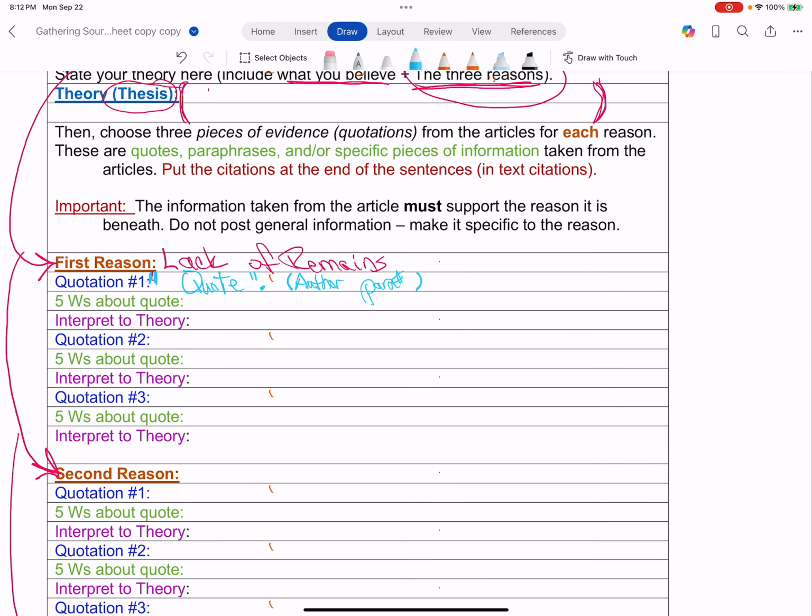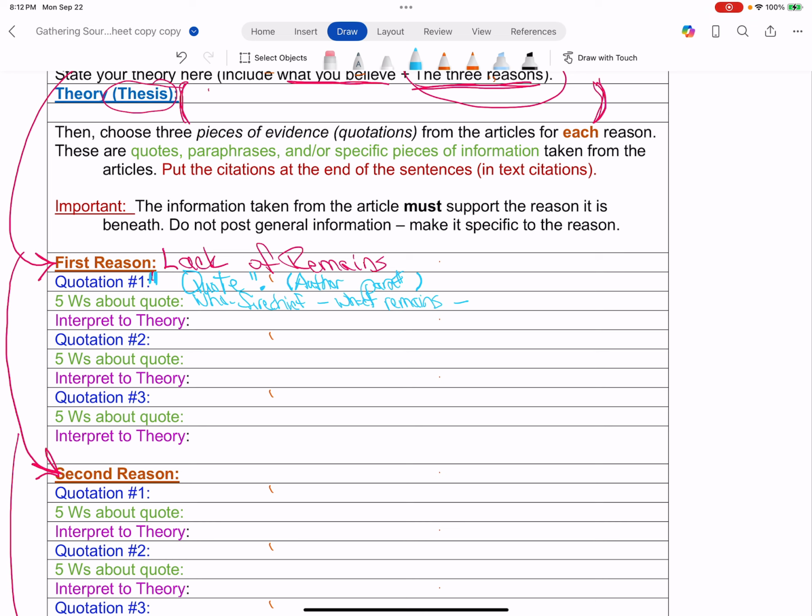Then after the quote, the 5 W's about the quote is tell me all about what's happening surrounding the quote. So if the fire chief said there was no remains, the who would be the fire chief. The what would be about the remains. Where did it happen? Was it during the arson investigation? When did it happen? Was it how many days after the fire? A month or 2 after the fire? And why does it prove there was a lack of remains?